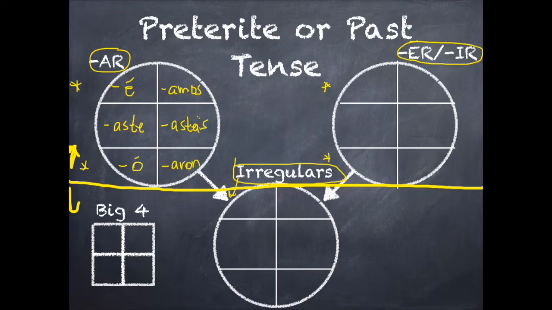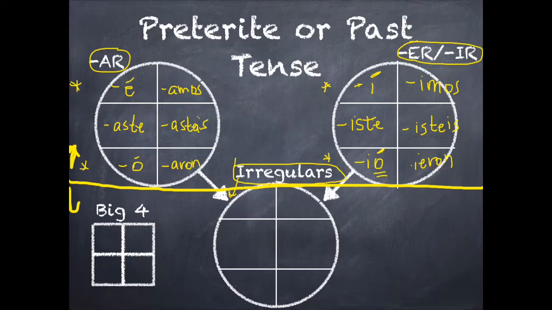Okay? Now let's look at the ER and IR verbs, all right? For the ER, IR verbs, the yo form is é, with an accent. And the tú form is iste. And then el, ella, usted is ió. The accent goes over the o, okay? And then the nosotros form is imos. It's kind of like the IR verbs are just dominating over here. And then we have isteis for vosotros. And then for the last one, we have ieron.